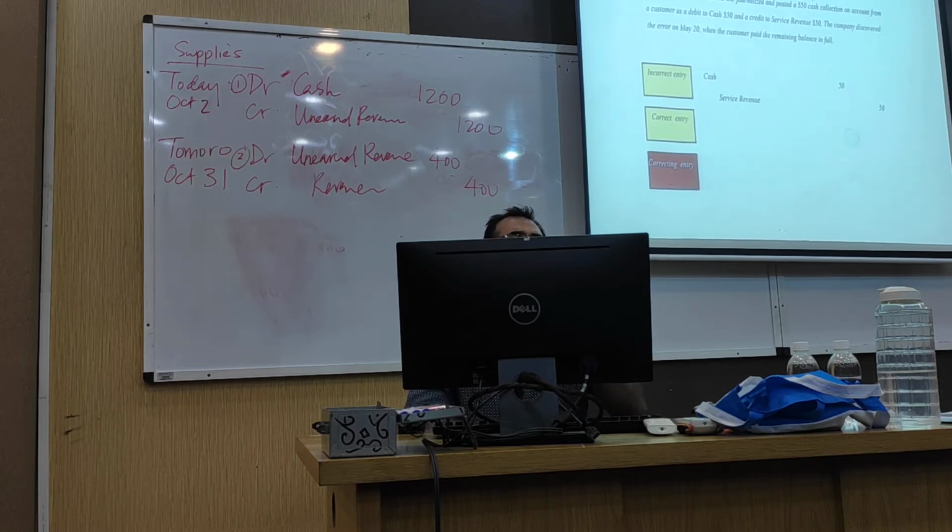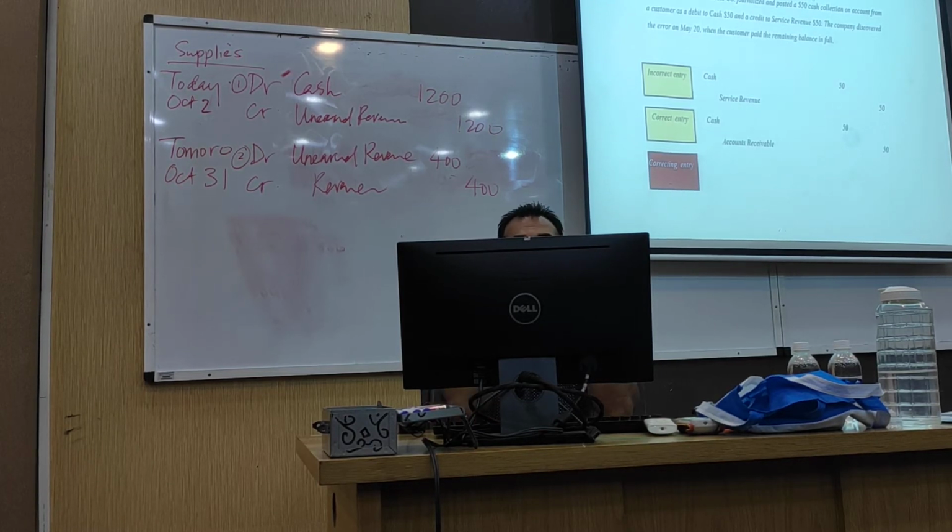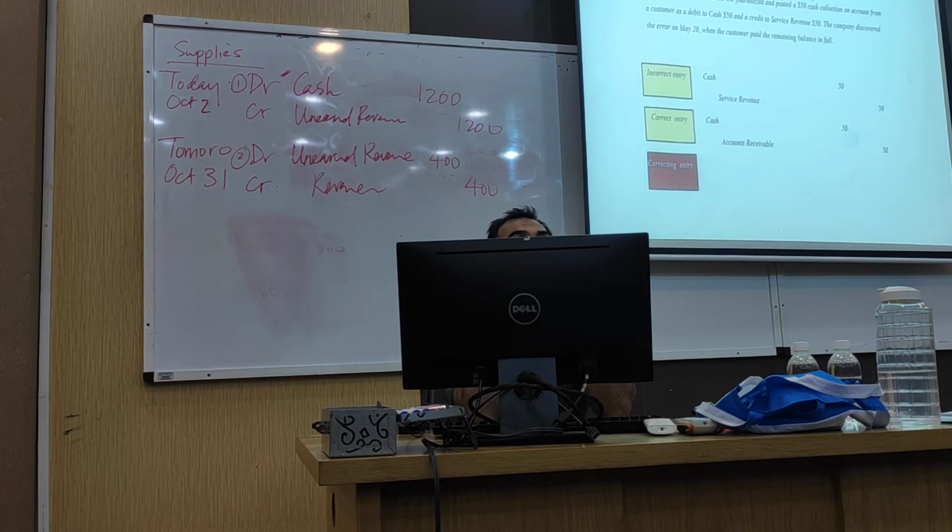All right, anybody want to tell me what should have been the correct entry? Service revenues. Account receivable and cash, right? So what should I have done? I should have debit cash and credit account receivable. Right? So how do I fix it?